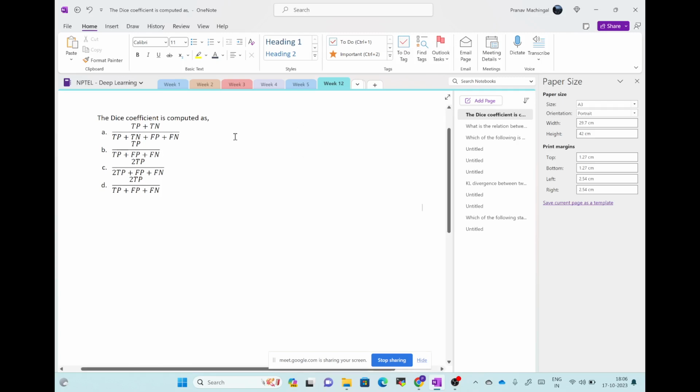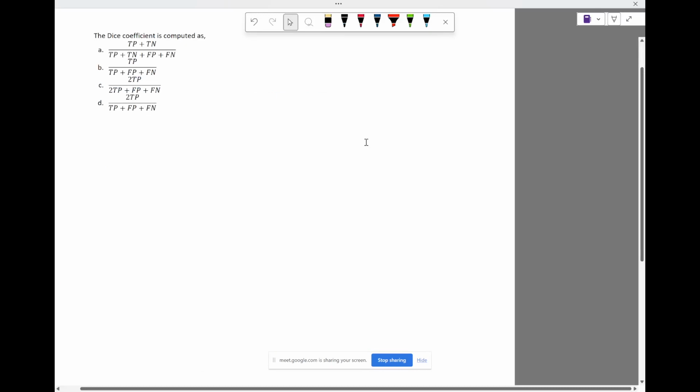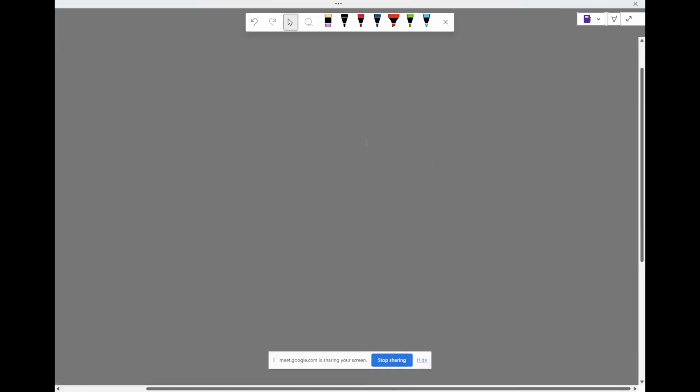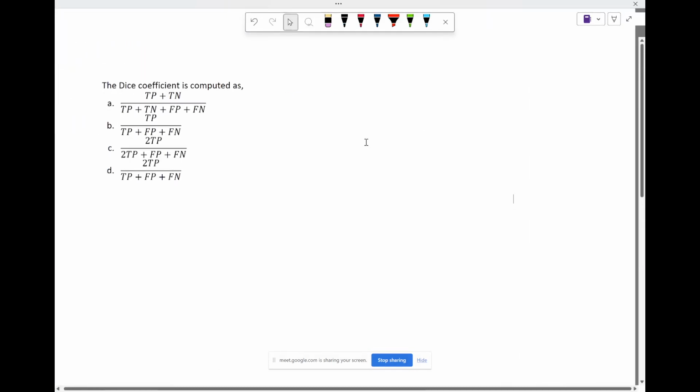So let's discuss some problems from week 12. The first question is: the dice coefficient is computed as. There are four options, which are four formulas, and we are asked which is the correct formula for dice coefficient. Okay.